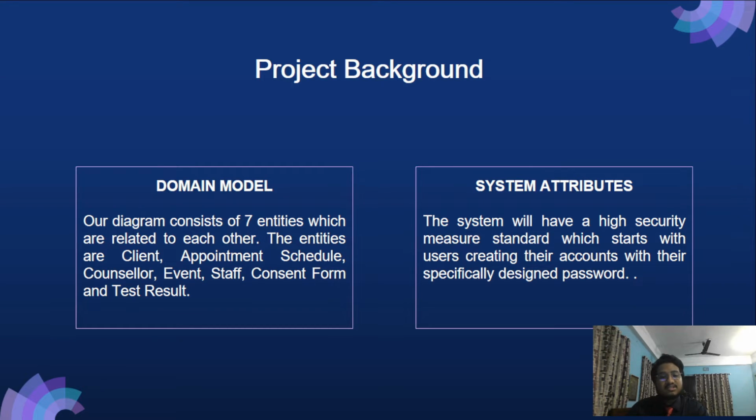For system attribute, the system will have a high security measurement standard, which starts with the user creating their account with their special design. Password creation will also be monitored closely by the system, which will guide the user to create a strong and safe password. Other than password, the system security measurement includes allowing only one account to be registered under the user, staff, or student ID. This system will also be updated regularly to ensure the efficiency of system flow.